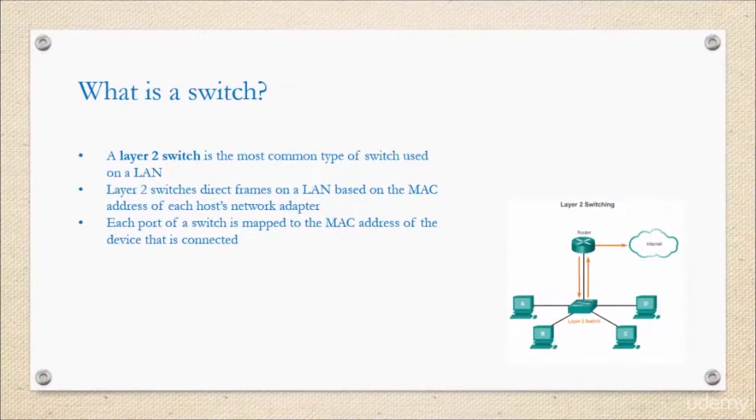All right, so we talked about what a switch is, but what is a layer 2 switch specifically? A layer 2 switch is the most common type of switch that is used on a local area network. And like I mentioned previously, they direct frames on the local area network based on the physical or the MAC address, and each port is mapped to the MAC address of the device that is connected to it. Now, I'm being a little bit redundant here, but it's pretty good information for you to know.